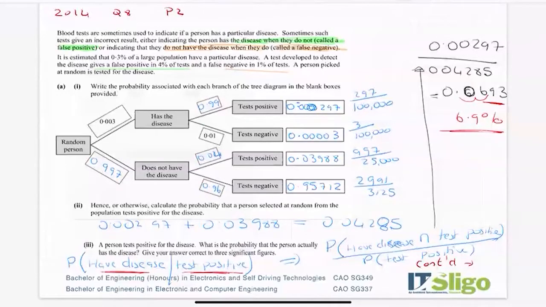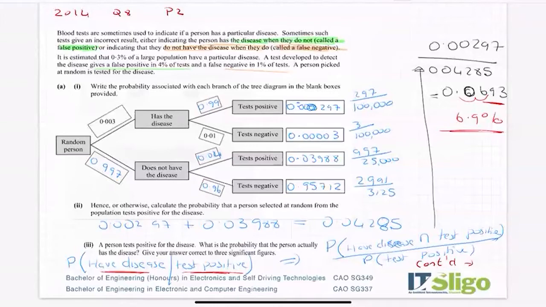So we're getting just 7%. So that's not a very good test. Okay, and it comes down to all of these false positives. 4% of false positives is huge. Remember what a false positive is: the test is telling them that they have the disease even when they don't.